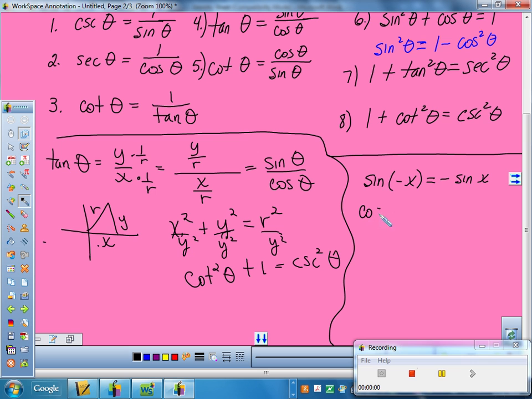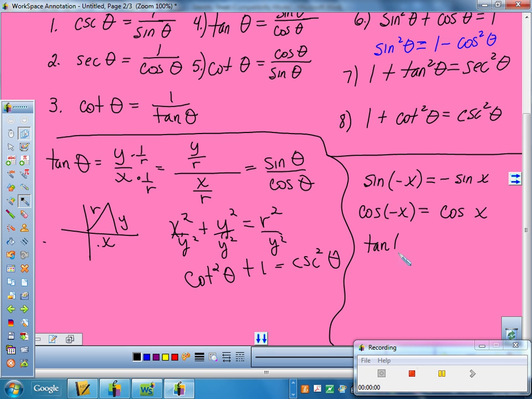Okay, cosine's the weird one, and there is a reason it does this, but I don't have the luxury of 15 minutes to go into the whole explanation, so you're all going to believe me. Cosine, when it's got a negative angle, it's the same thing as the cosine of the positive angle. You just drop the negative out of there completely and just ignore it. You don't use it.